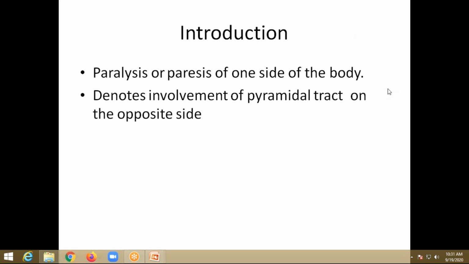Coming to the introduction, what is hemiplegia? As the name goes, hemi is half of anything. It comes from Latin or Greek, I don't know. And plegia is the weakness. Paralysis or weakness of one side of the body is hemiplegia, and denotes involvement of the pyramidal tract on the opposite side. Because your motor system, as in physiology, the motor control of the body is crossed over. And that is formed by the pyramidal tract.